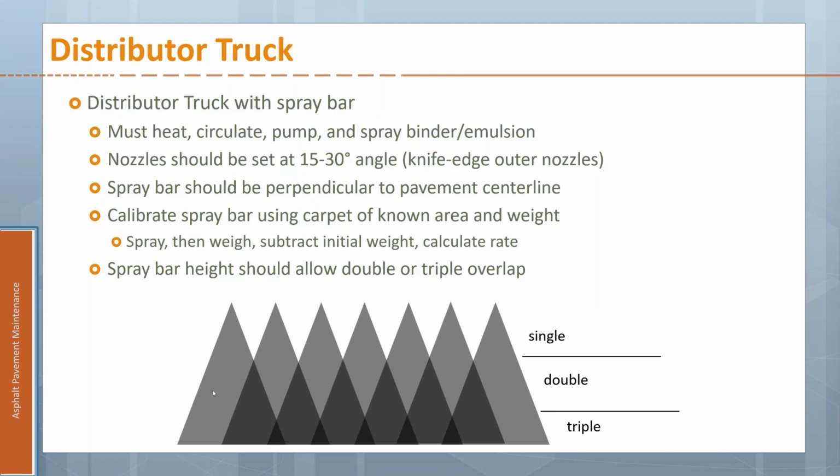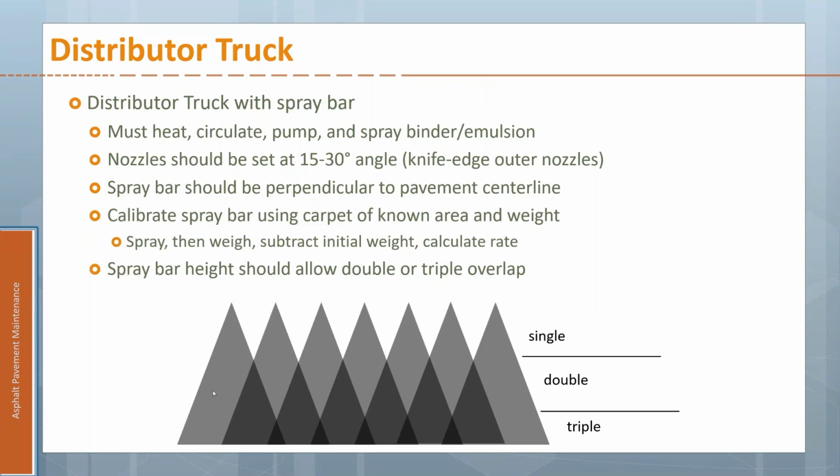And the difference in weight is just how much of that emulsion was sprayed on there. So then you can figure what that amount was per square yard or whatever units you want to use. But that is one of the ways to do that calibration, because you want to make sure your rate is correct, because fog seals are pretty sensitive to changes in rate.